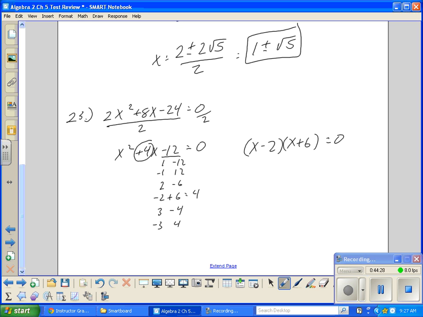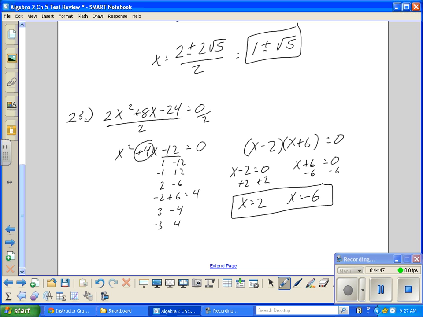Now I can set each one of those equal to 0, so x minus 2 equals 0, x plus 6 equals 0. Add the 2 to both sides, that gives us x equals 2. Or we can subtract 6 from both sides on the other one and get x equals negative 6. So x equals 2 or x equals negative 6.